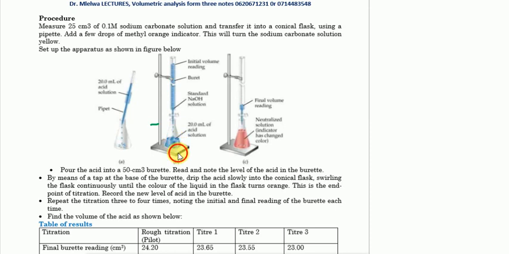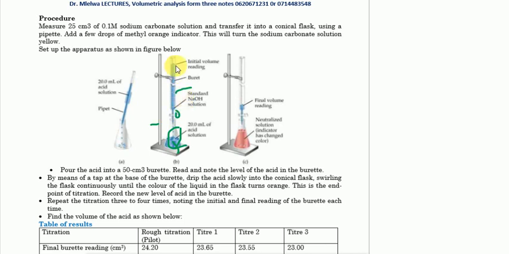Then we have the beaker, and below the beaker we need to have the white tile, and in the beaker we always put the basic solution. After putting the basic solution we add a few drops of indicator. Normally it's 1 or 2 drops of indicator. Then here we have the burette. We need to have a good cork or stopper of the burette, which will prevent the acid from flowing down.